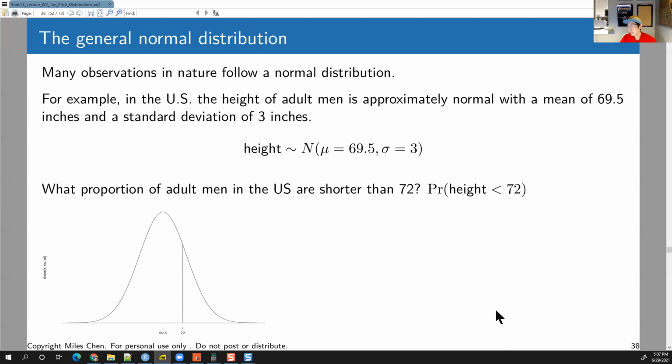And so we're going to ask a question: what proportion of adult men in the US are shorter than 72 inches? So that's 6 feet tall. So what proportion are shorter than 72? Our picture would look like this. In the center, we put in 69.5, and I'm going to just draw a cutoff line at 72, and we want to know what's the area to the left of 72.